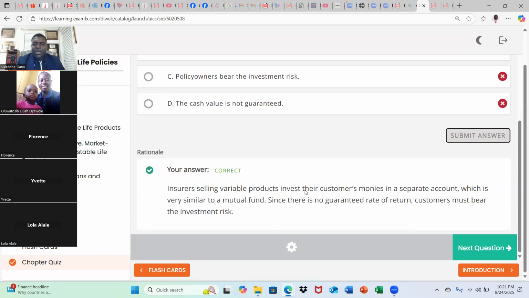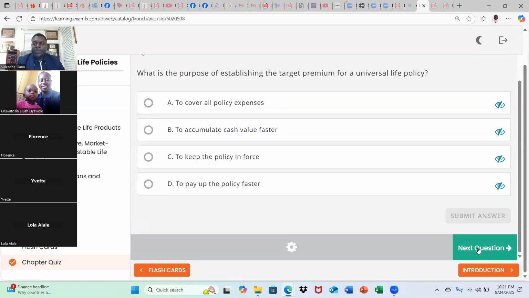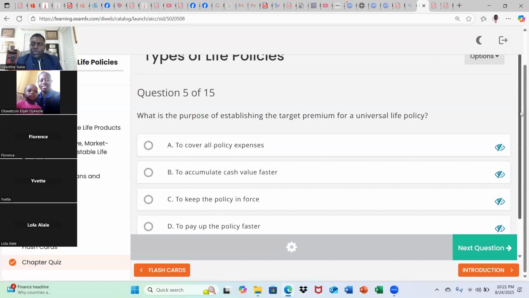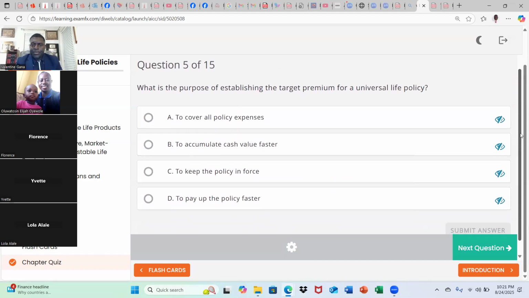Insurers selling variable products invest their customers' monies in a separate account, which is very similar to a mutual fund. Since there is no guaranteed rate of return, customers must bear the investment risk. We're learning. Yvette, you want to read this one for us? What is the purpose of establishing the target premium of a universal life policy? A, to cover all policy expenses. B, to accumulate cash value faster. C, to keep the policy in force. D, to pay off the policy faster.